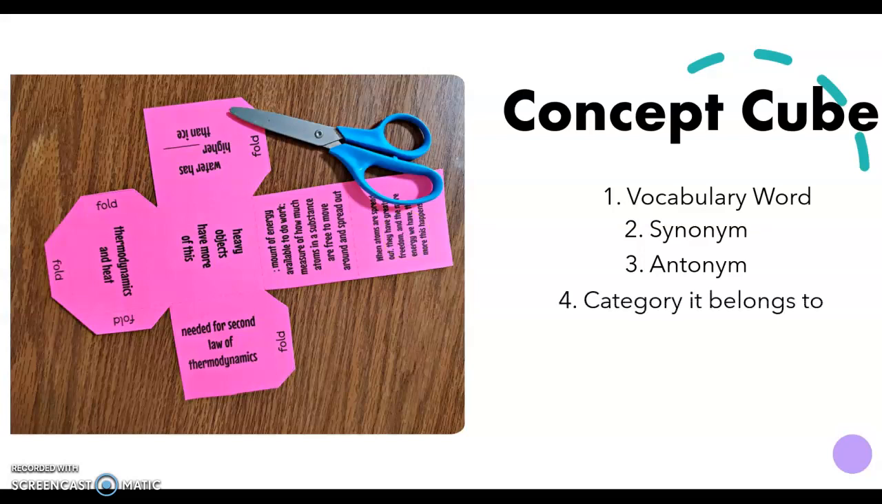Then we have the category that it belongs to, which is the second law of thermodynamics, and the essential characteristics, which would be heavy objects that have more of this. And then finally, for the last part, we have an example where you're using the word, or a blank for the word, on the cube itself.